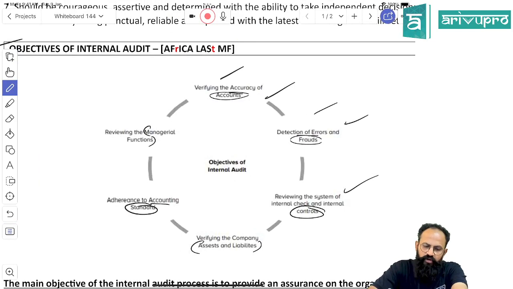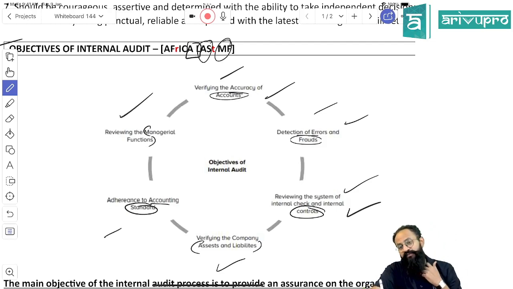Okay. So Africa, IC people. IC stands for internal control. A stands for again A and L stands for assets and liabilities, and next is AS accounting standards, MF managerial functions. So wherever possible I've taken single letters, but in some places where that single letter does not serve the entire purpose, I've tried to take the entire word also so that you guys can remember better. So Africa's last mutual fund is the objective of internal audit. That's how you need to remember.